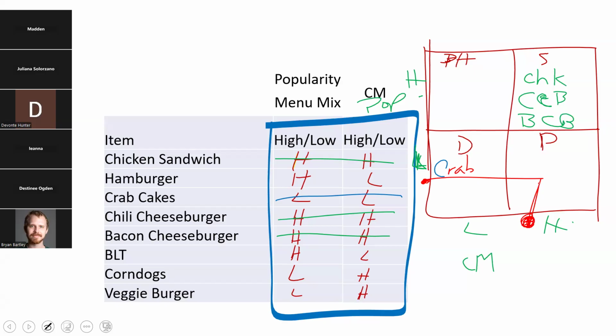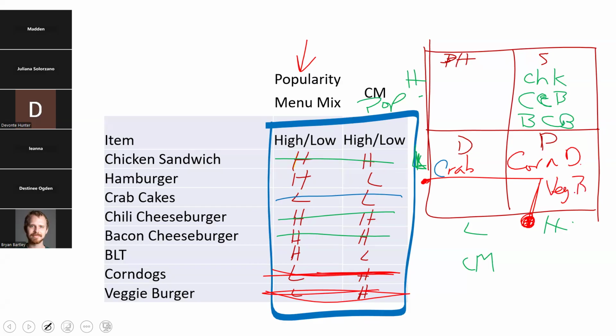Okay. So if we have low popularity and high contribution margin, that's our corn dog and our veggie burger. And then we can just go with what's left over. High popularity, low contribution margin is our hamburger and our BLT. Okay.